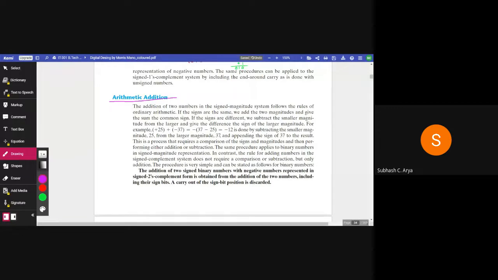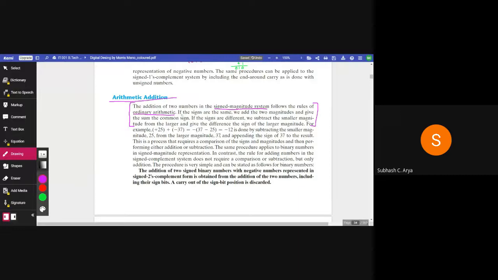Let us read two important points here, which we already know. It is only a matter of revising and recalling them. What is this? The addition of two numbers in the sign magnitude system follows the rule of ordinary arithmetic. It means whatever rules we know in ordinary mathematics as far as addition is concerned, the same is applicable to the sign magnitude system also.